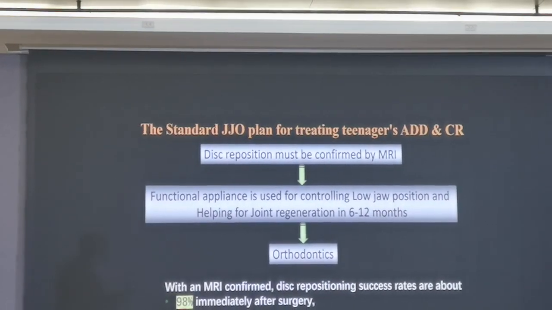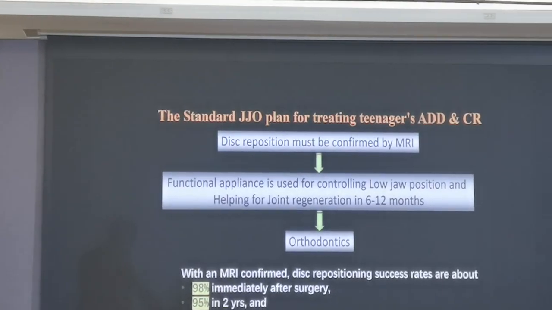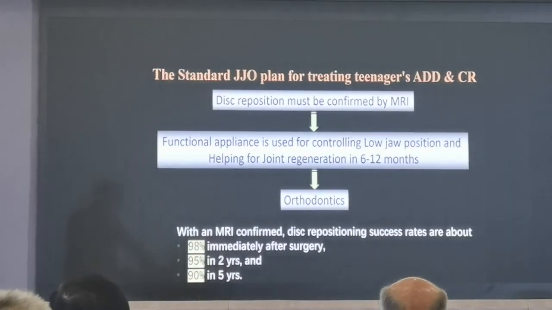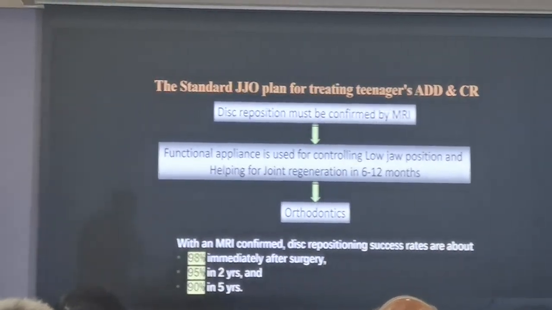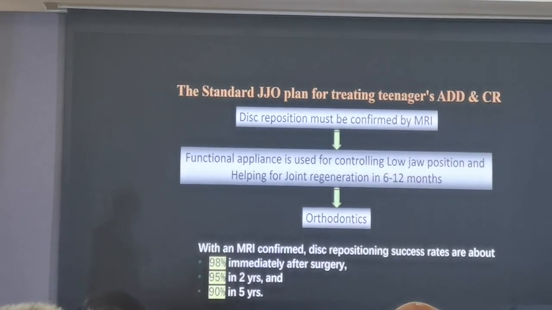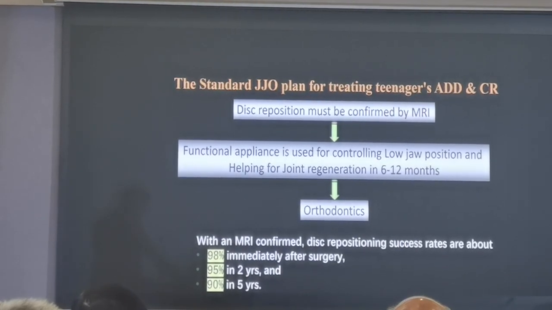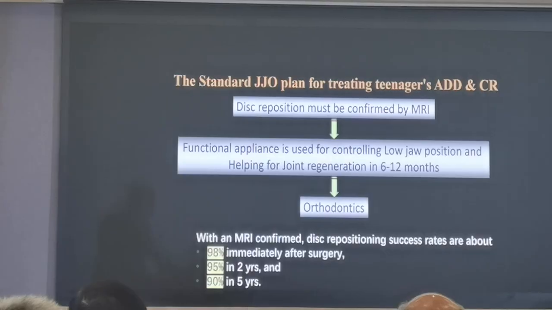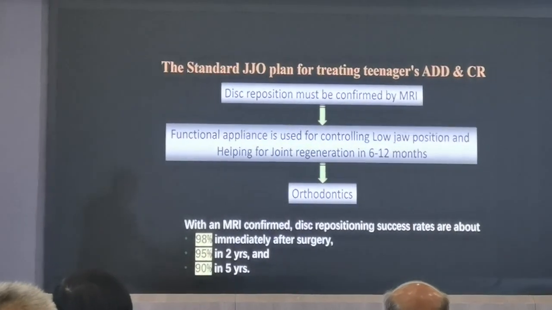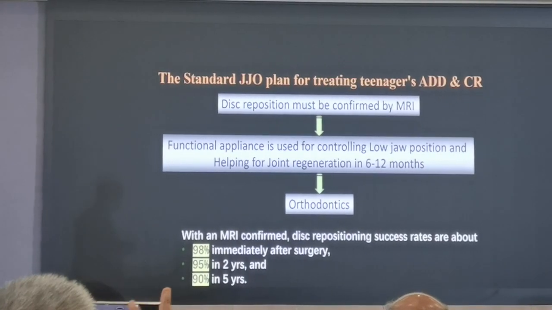So we get the standard plans for teenagers with anterior displacement and condylar reduction, distal should be confirmed by MR. That is mostly important. And then the functional appliance is used for controlling the lower jaw position and helping the jaw regeneration. And finally, treatment.